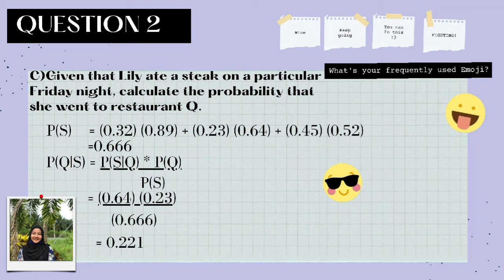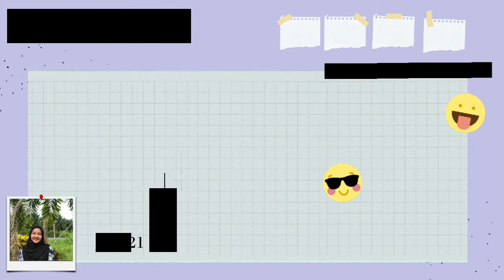Then, to find the probability that she went to restaurant Q, we need to find the probability that she will order a steak at restaurant Q, multiply it with the probability she will go to restaurant Q, then divide it by the probability she will order a steak. As we can see, 0.64 times 0.23 divided by 0.666. So we get the probability that she went to restaurant Q is 0.221.